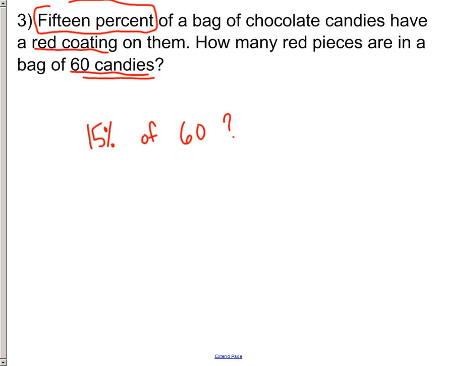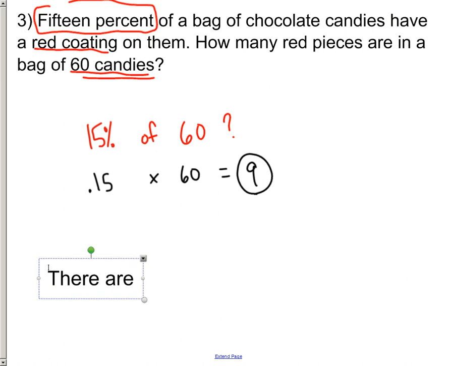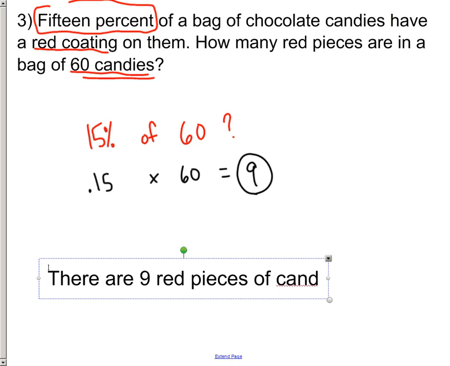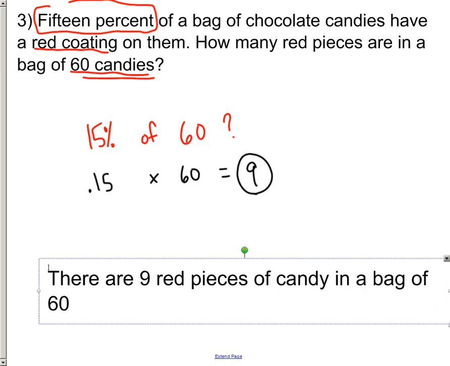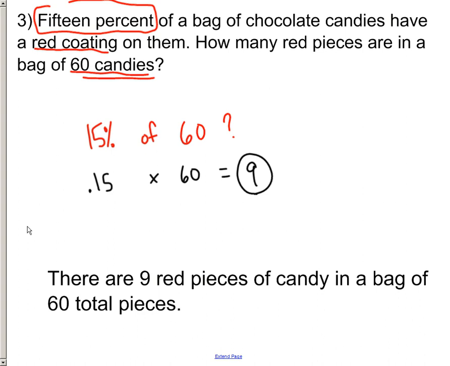At this point, we've done the previous lessons about how to make a percent into a decimal. We've also talked about how to find a certain percentage of a number. And so we know that's just 0.15 times 60, and that would be 9. So basically, there are 9 red pieces of candy in a bag of 60 total pieces. Something like that. We're trying to restate the question.